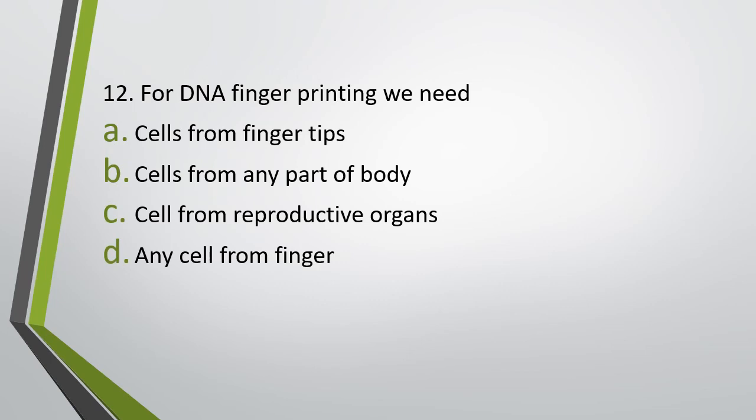Question number 12. For DNA fingerprinting, we need cells from fingertips, cells from any part of the body, cells from reproductive organs, or any cell from finger. For DNA fingerprinting, we need. The correct answer is option B. We can use cells from any part of the body.